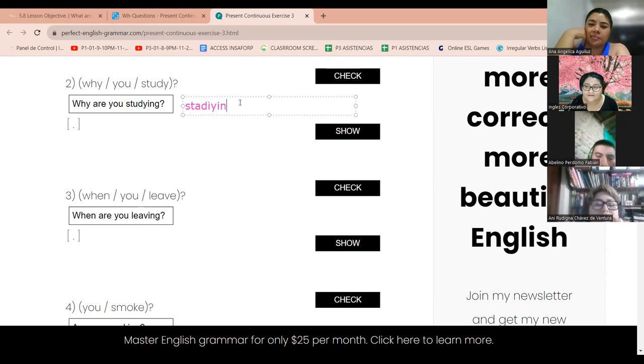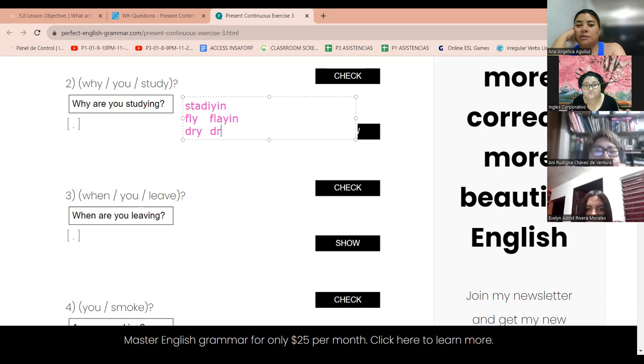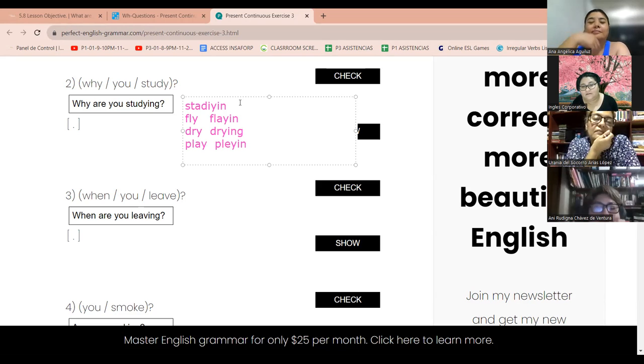Studying. ¿Otra palabra que sea parecida? Flying. Todas las que tenemos con Uruguay. Ajá. Flying también. Drying. Right. Playing. ¿Qué otra? Frying.